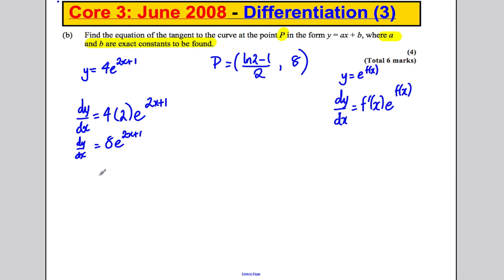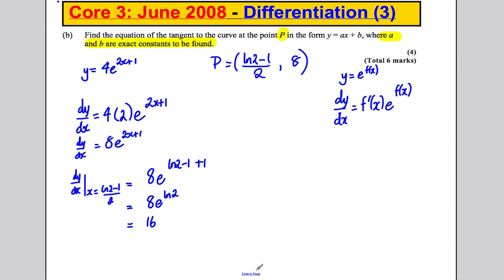Now we want to work out our dy by dx at the point P, so for x is equal to this. So we're going to substitute x is equal to ln 2 subtract 1 all over 2. And what are we going to get? Well, we're going to get 8e to the 2 times this. Well, ln 2 minus 1 is being divided by 2, so then we're going to times it by 2. So we're simply going to get ln 2 subtract 1 for the 2x, and then we're going to add the 1, which is this one here. Tidying that up, you get 8e to the ln 2, and e to the ln 2 is 2, so you get 16. And that is your gradient.